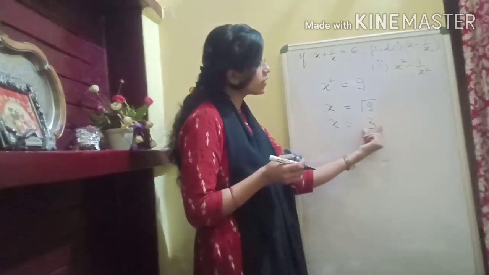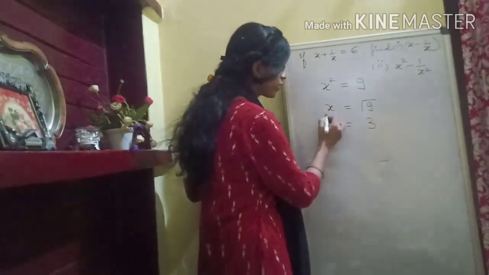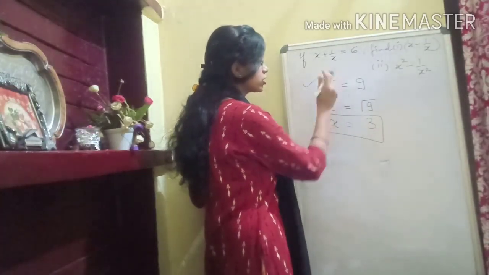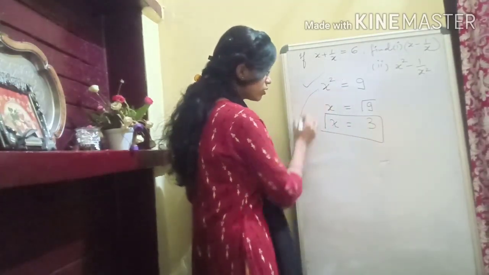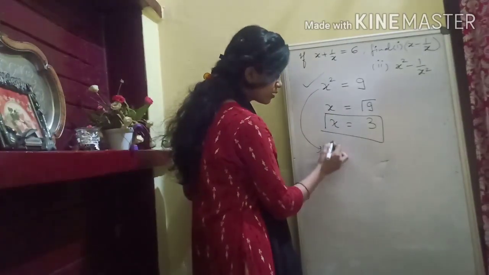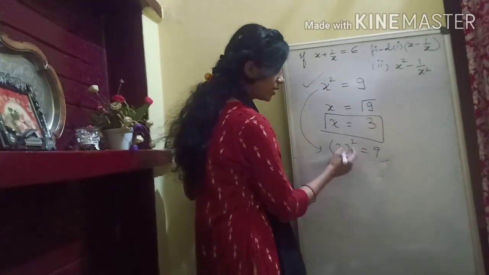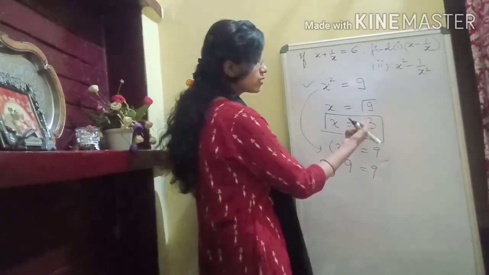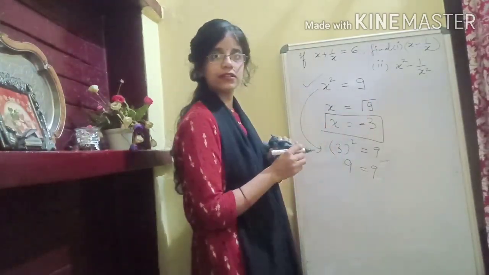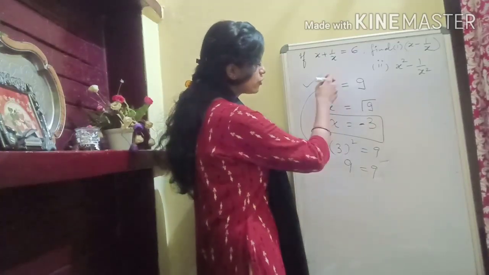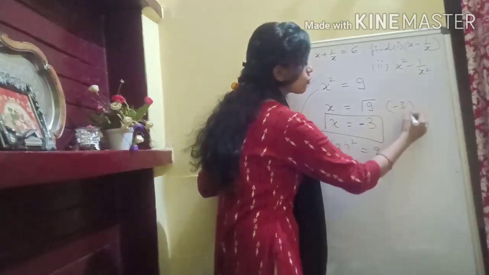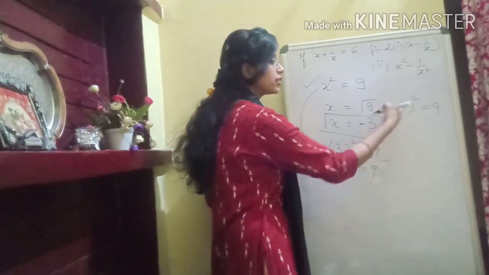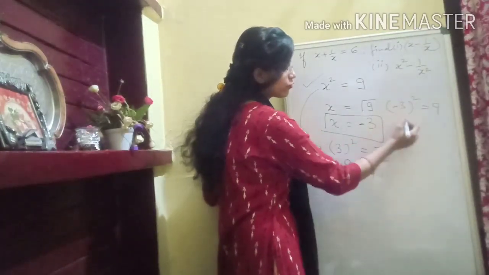Okay. Now the value of x is coming 3. If I put the value of x in this question, so 3 you will put here. That will give you 3 square is equal to 9, and it is correct. 9 is equal to 9. But what if we take minus 3 instead? Let us put the value here. So it will be minus 3 square is equal to 9.